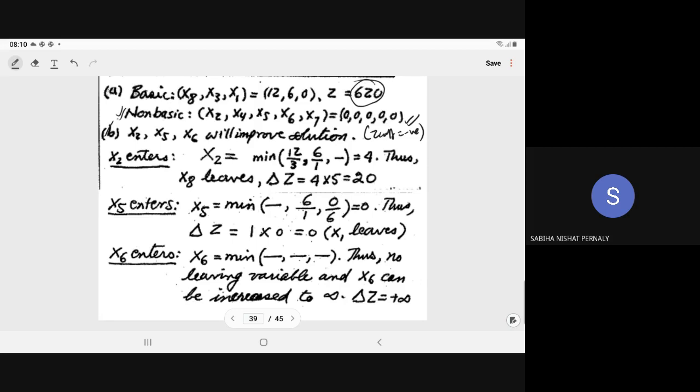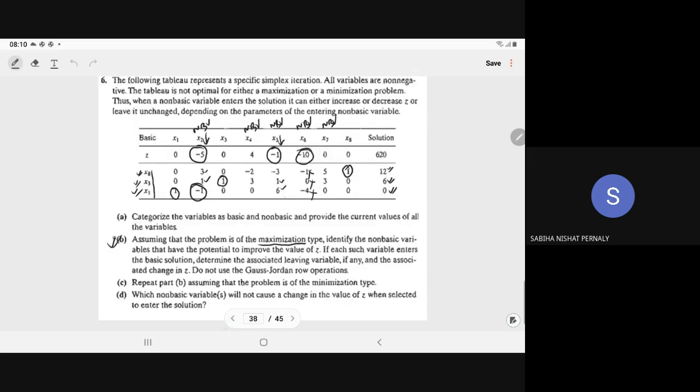Clear? Wherever you feel any confusion, please stop me and then ask. So in this case, now if x2 enters, we take the ratio, minimum of 12 upon 3, 6 upon 1, and this ratio is not possible. So after the row operation, x2 will take the value 4, and here the z coefficient is 5.